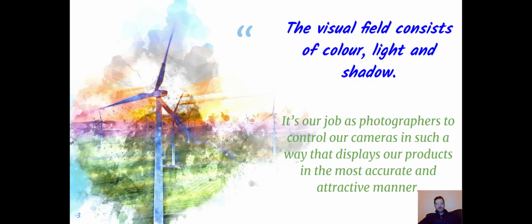So firstly, just to understand what you're doing with the settings, everything you see in the visual field is a mixture of colour, light and shadow. So it's actually our job as photographers to control our cameras in such a way that displays the products in the most accurate and attractive manner.